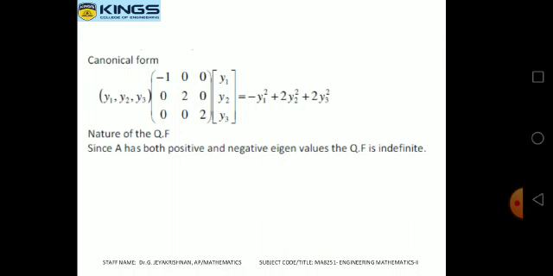Okay, and the next one is to find the nature of the quadratic form. The eigenvalues of the above matrix are minus 1, 2, 2. Therefore, the eigenvalues are a mixture of positive and negative eigenvalues. Therefore, the nature is indefinite. Since both positive and negative eigenvalues are there, the nature is indefinite.